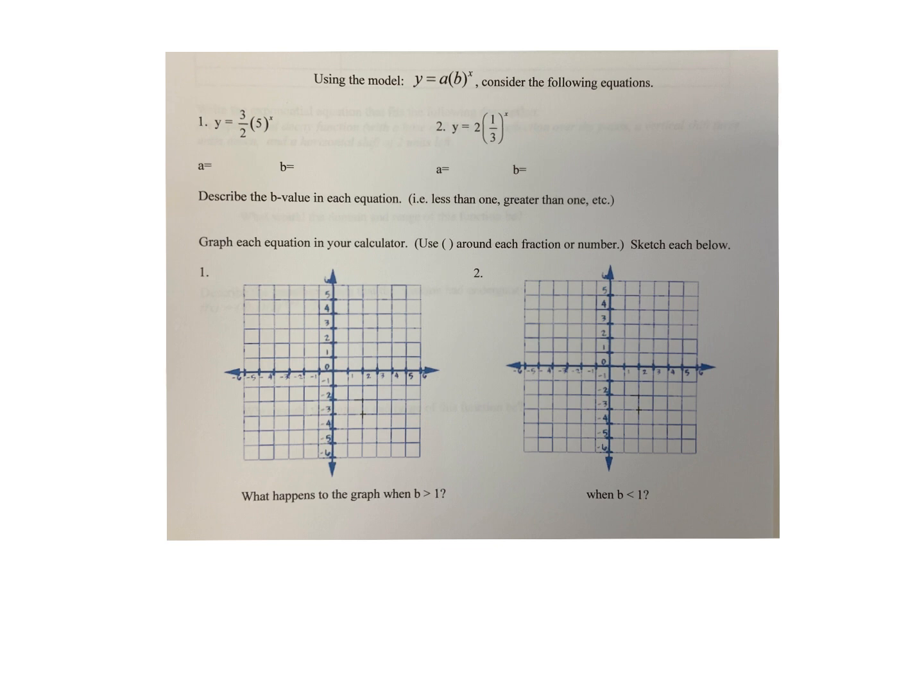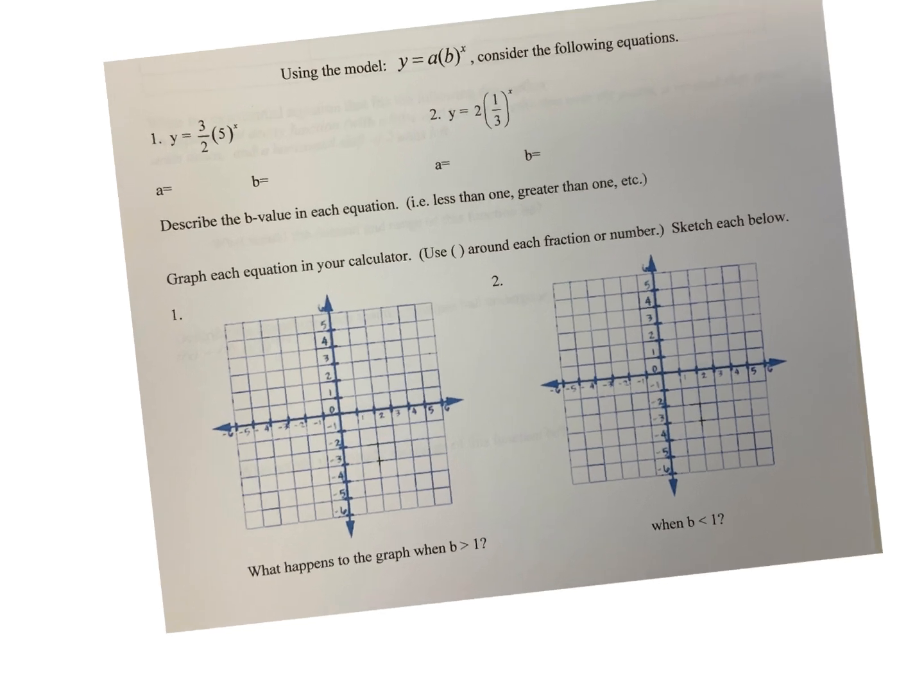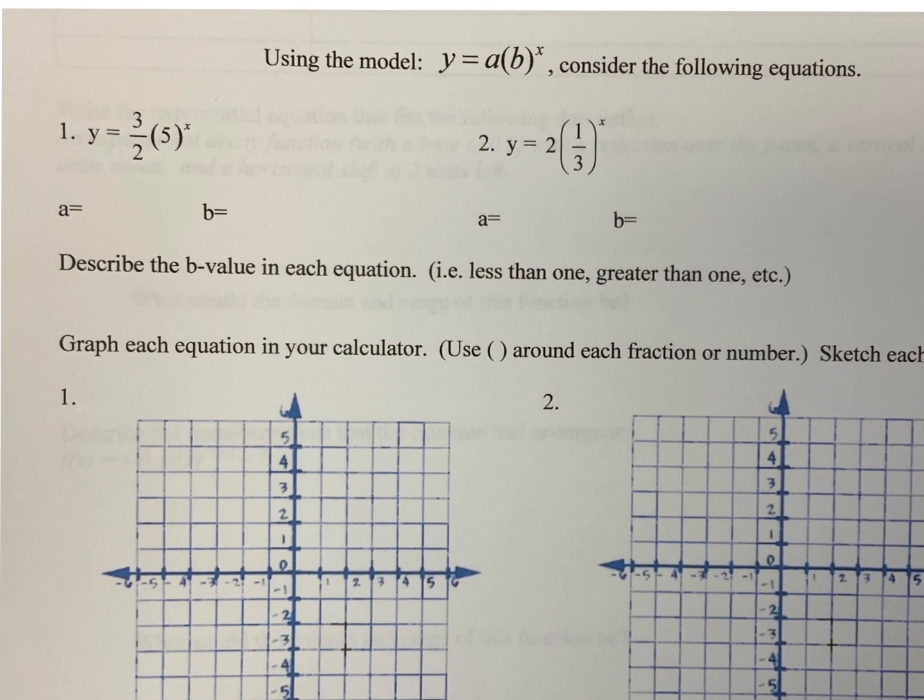So let's take a graphical look at what this looks like. So on my first problem, I have my model. If we look at these, this is my A and then my B to the X power. So my A is 3/2, which is 1.5. That's my initial amount. And the B is 5. Because B is greater than 1, this one's going to be a growth.